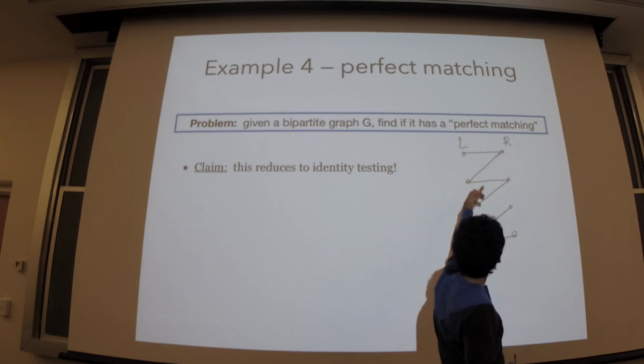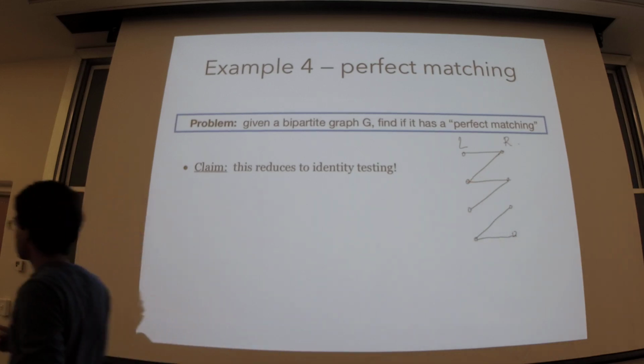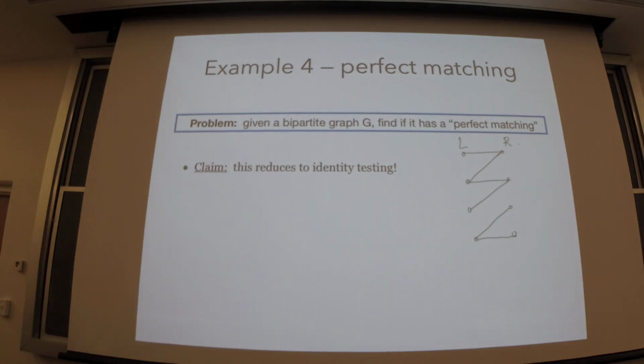So you want to match vertices, and of course you want to match a vertex to someone with whom it has an edge. A common example of this is that an edge indicates compatibility, let's say between two people, and you want to match vertices on the left to vertices on the right so that you only match compatible ones. So this is called a perfect matching. And a perfect matching means that everyone on the left is matched.